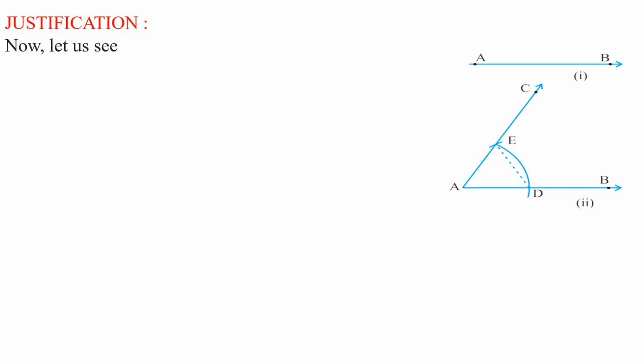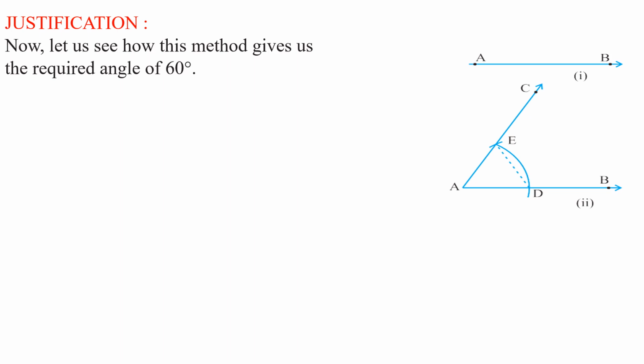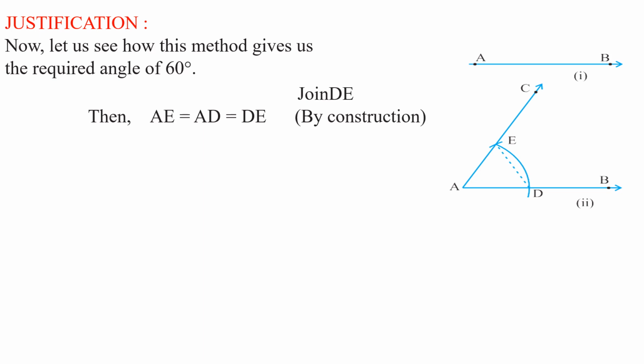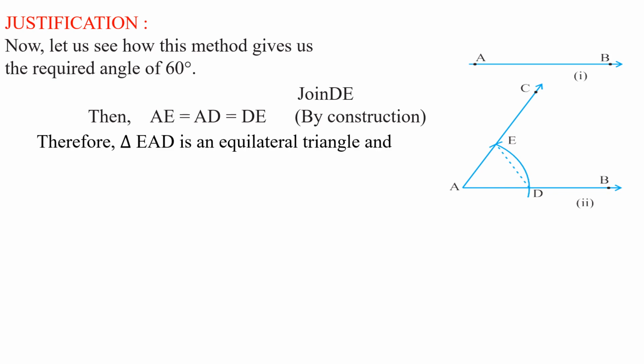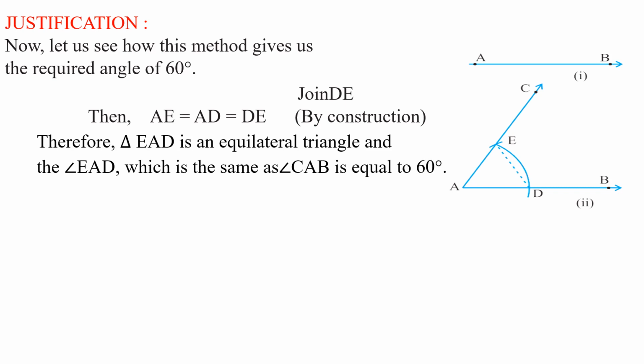Now, let us see how this method gives us the required angle of 60 degrees. Join DE. Then AE is equal to AD is equal to DE by construction. Therefore, triangle EAD is an equilateral triangle, and angle EAD, which is the same as angle CAB, is equal to 60 degrees. Understood this one, my children?